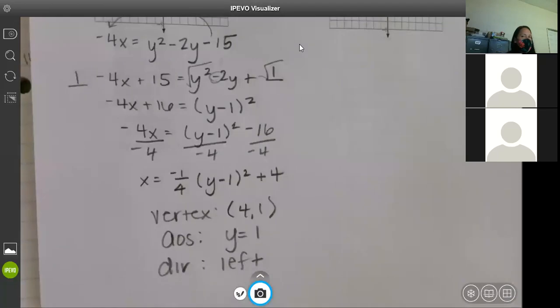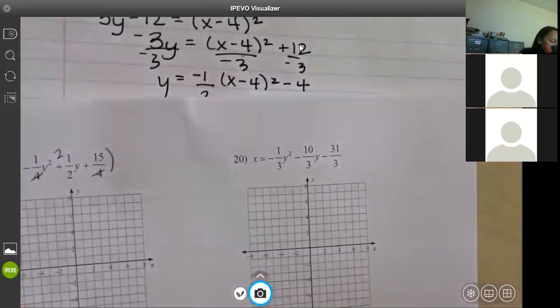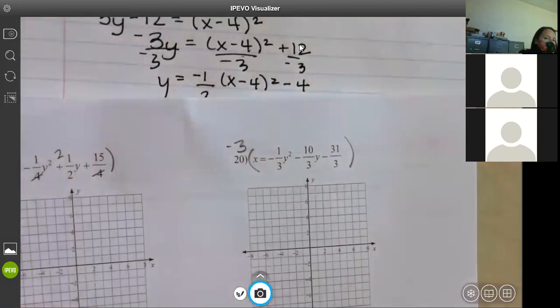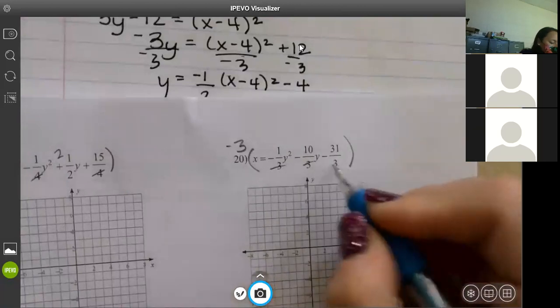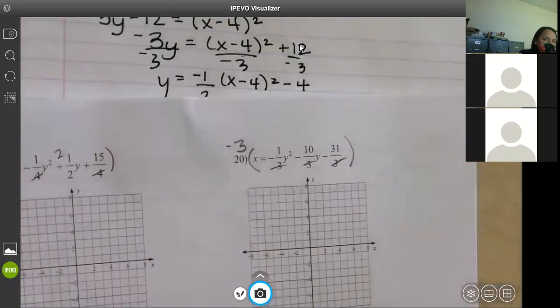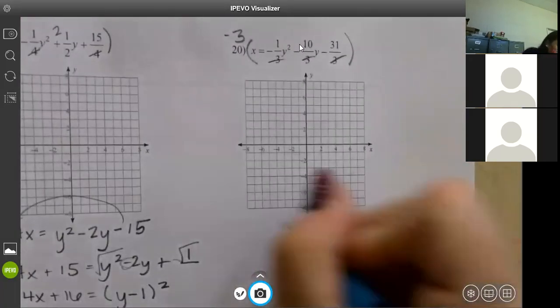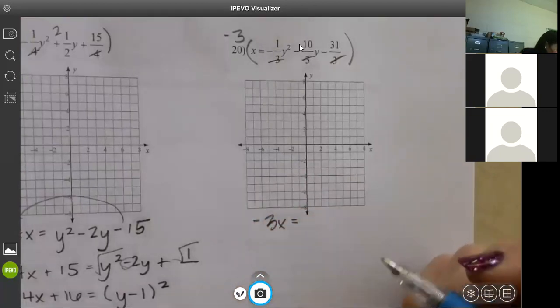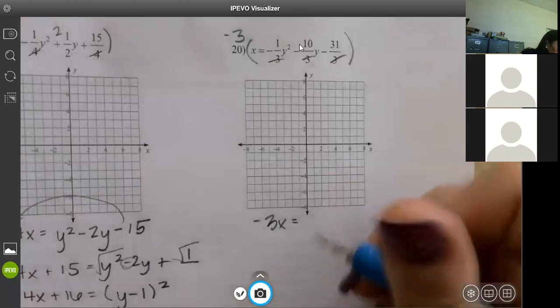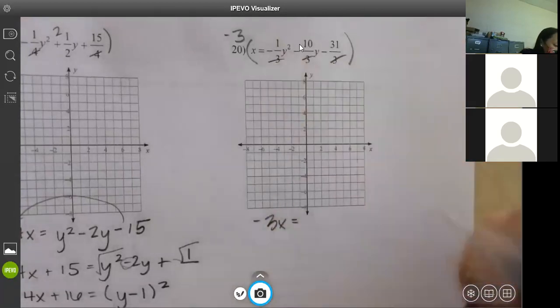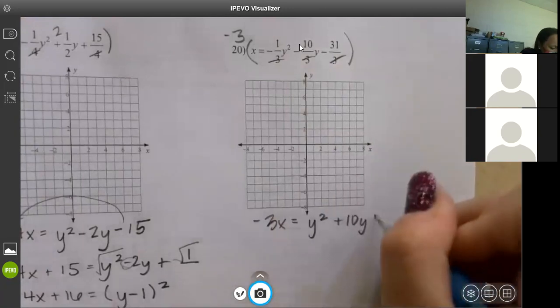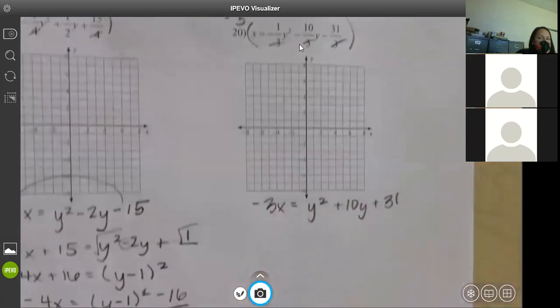Number 20. Sorry, y'all. Number 20. We're going to multiply by -3. So that'll get rid of all your denominators and it'll change your signs. So you get -3x equals -3 times -1. Take that off. It's a positive y squared, a positive 10y, and a positive 31.